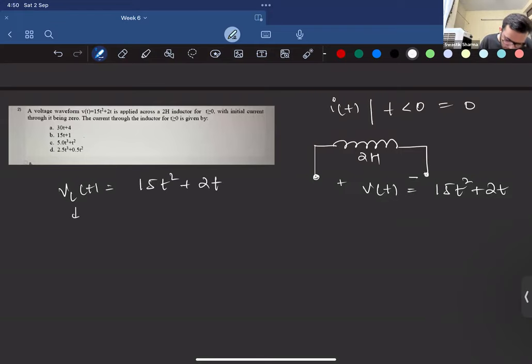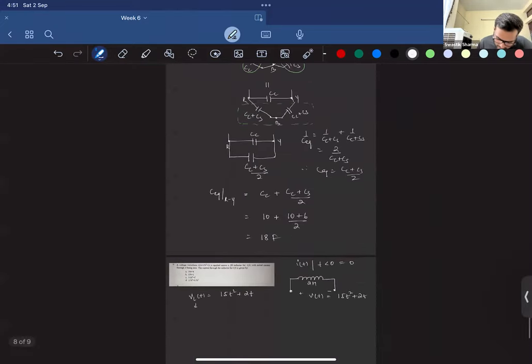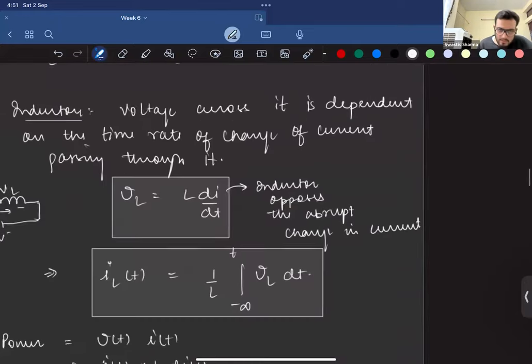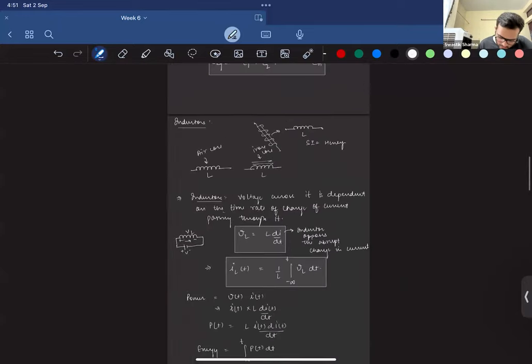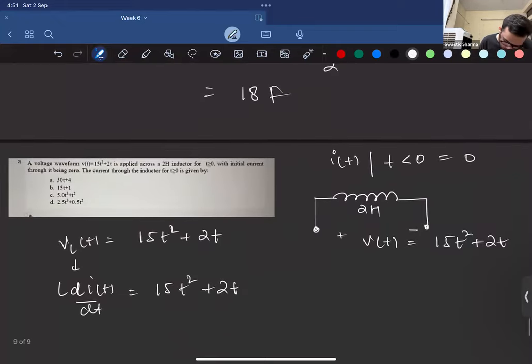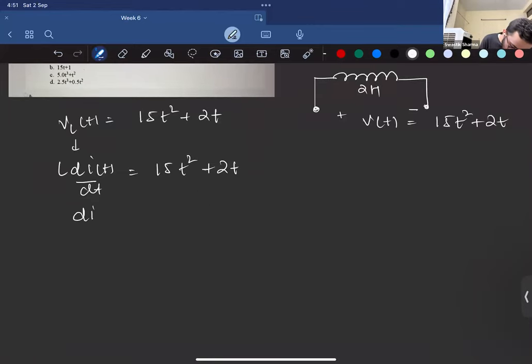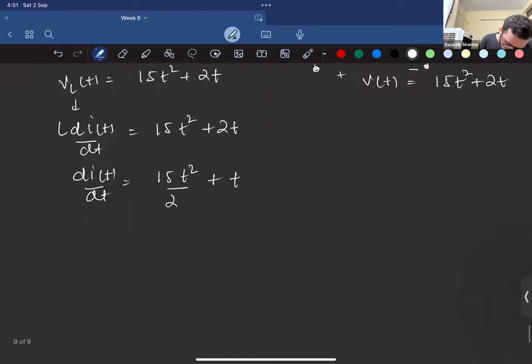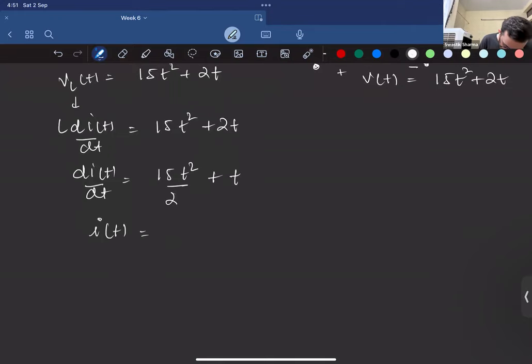Now, how is V_L(t) represented? I told you, right? It is L dI by dt here. It's L dI by dt, right? So let's equate it over here. It would be L dI(t) by dt, which is equal to 15 t square plus 2 t. Now dI(t) by dt is equal to 15 t square by 2 plus t, since L is 2 Henry. Now, integrating both sides, I(t) will be given by the integral from 0 to, let's say, some t, of 15 t square by 2 plus t dt.